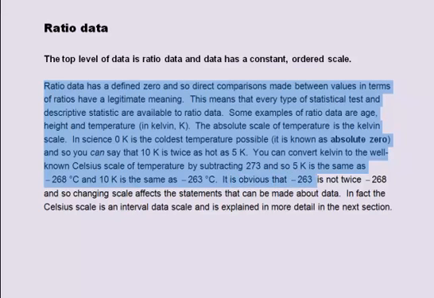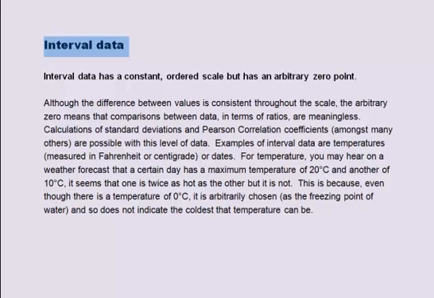It is obvious that minus 263 is not twice minus 268, and so changing scale affects the statements that can be made about data. In fact, the Celsius scale is an interval scale and is explained in more detail in the next section. Interval data.